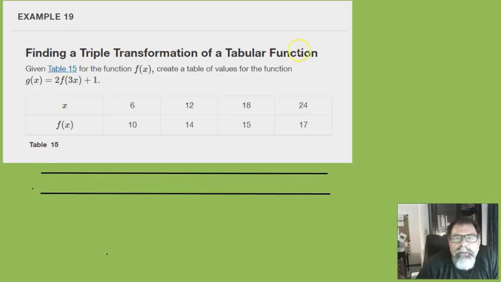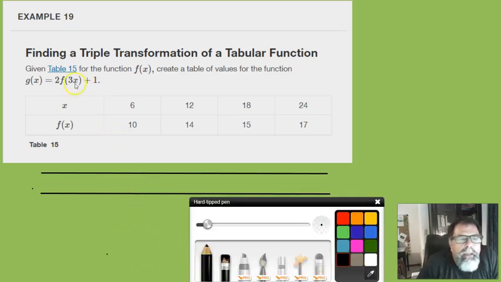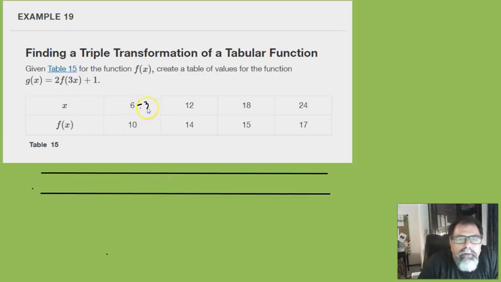Finding a triple transformation of a tabular function. Given table 15, create a table of values for the function g of x is equal to 2 times f of 3x plus 1. For the 3x, we're going to divide by 3, or multiply by 1/3, whichever way you want to think of that. I'm going to divide by 3 since these are all multiples of 3.